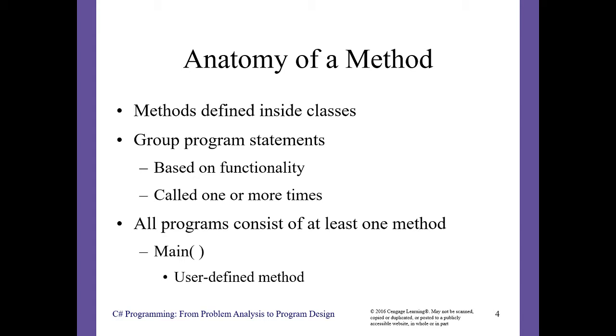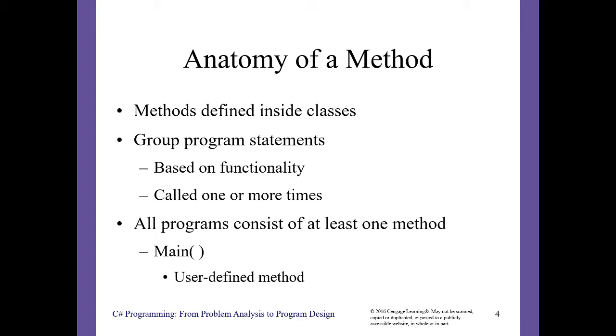Methods are defined inside of a class, so we continue our hierarchical structure where things must be within another thing. And a method is simply a grouping of code statements or program statements. And a method can be created based on a functional need, like we need to output some instructions to our user, so we can create a method that does that. And a method could be called one time, or it could be called many times. Maybe we need to output these instructions every time the user asks for them.